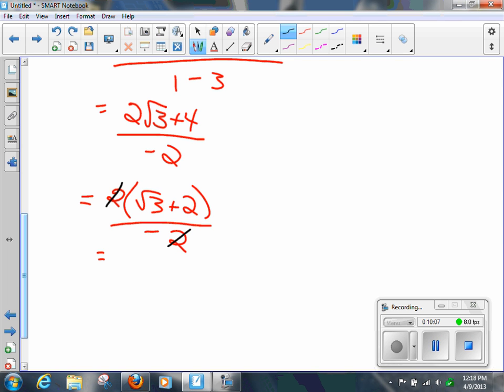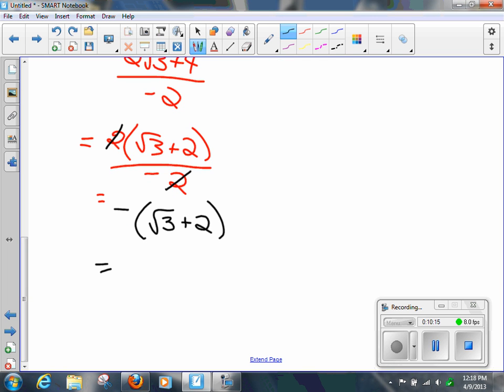2's cancel. I would just leave it like this, negative quantity. If you wanted to just take away all of the parentheses, then you could write negative root 3 minus 2. Either one of these two would be acceptable. Okay? Questions at all?